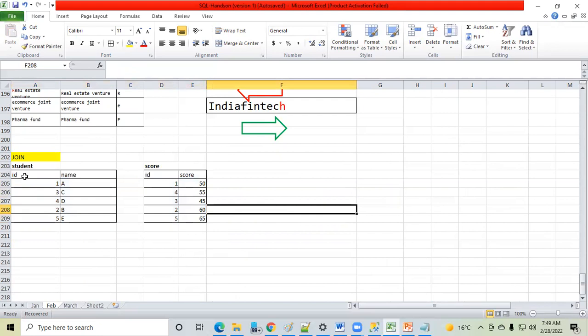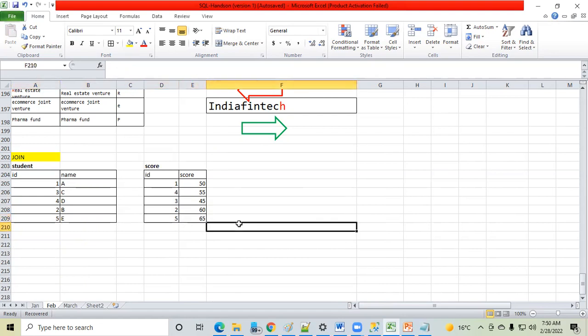I've given this table to the principal, and I told him that if you want to know the marks scored by D, the ID of D is 4, search here for ID 4, so D has scored 55 marks. If you want to know the marks scored by E, the ID of E is 5, he will search for ID 5 here and say it is 65. Do you think this is an easy job for the principal or a tough one?